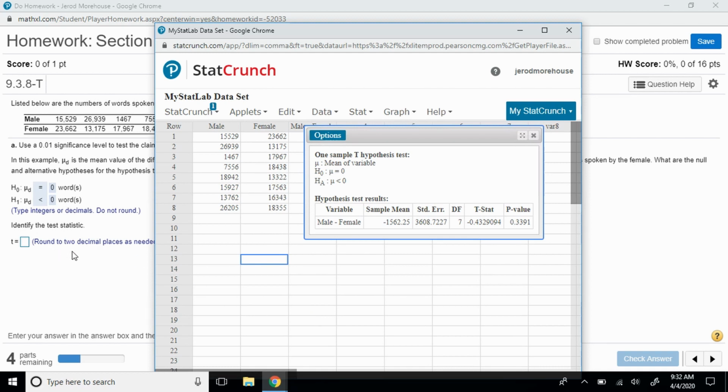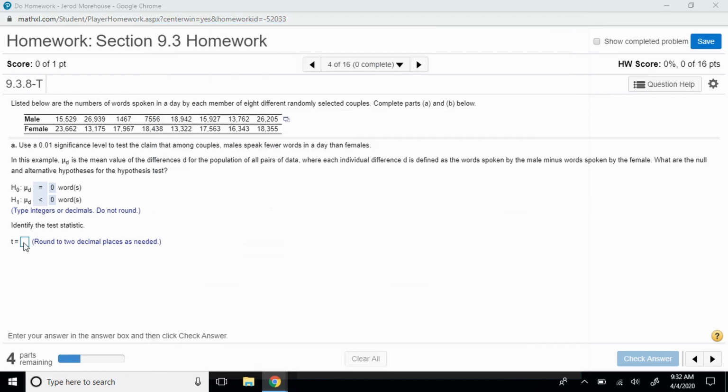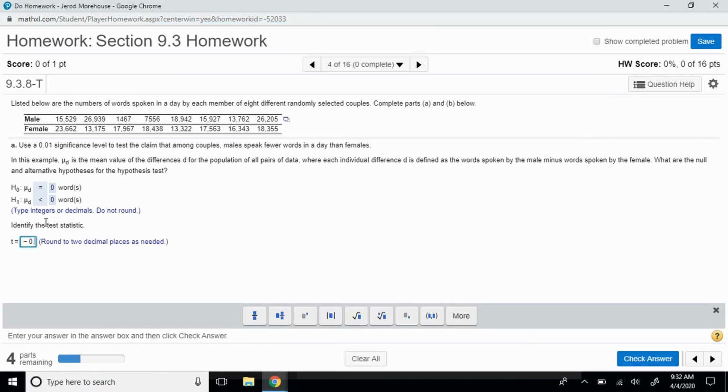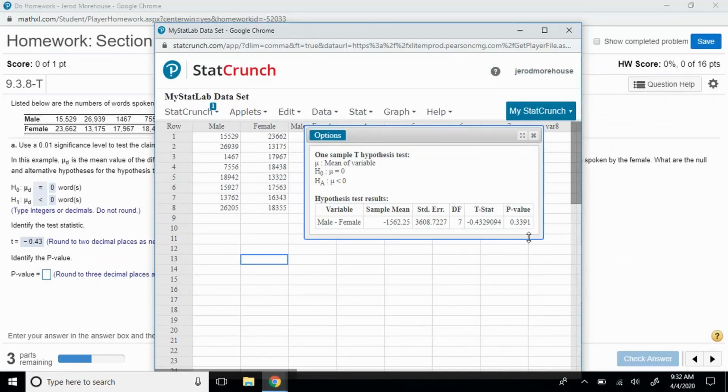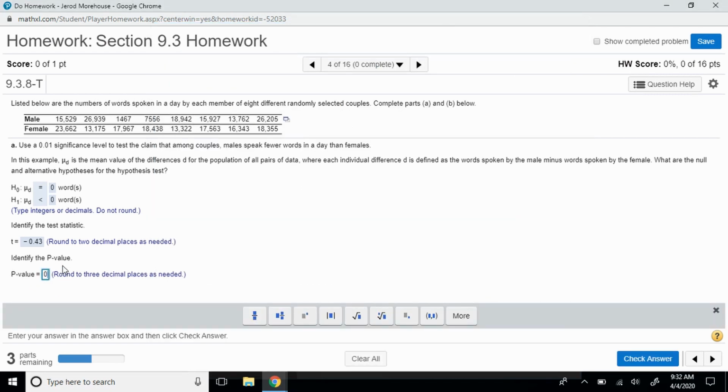So for t, they want 2 decimal places, so negative 0.43, hit enter. That's good. For our p-value, they want 3 decimal places, so 0.339, enter.